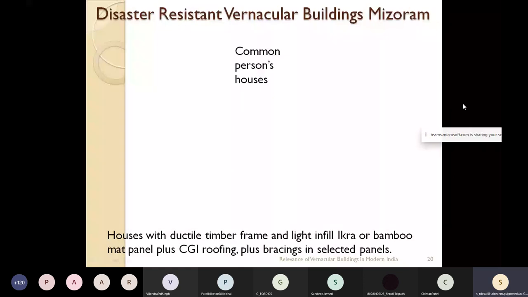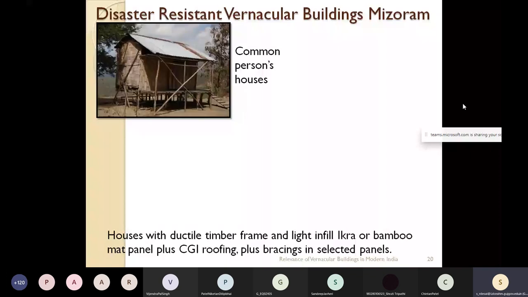Now let's look at some common people's houses. These are in Mizoram. This is actually a farmhouse, away from the town. This is right along the road next to the fields. Now this is like an 8-foot by 10-foot house, but it's most amazing. I mean, again, I can make a presentation on this house. The inside was amazingly compact and had all the facilities that an individual would need. But look at the bracing systems in both the directions, all right?